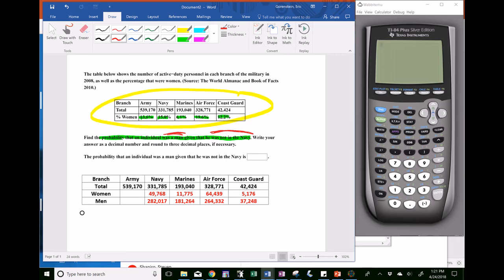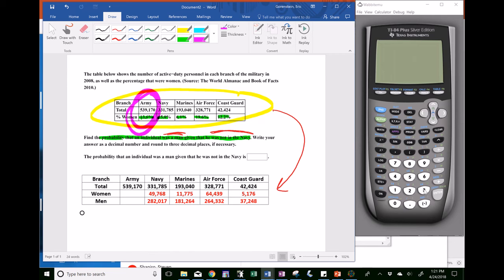We don't know how many women, we don't know how many men there are. So what I did was down here, I created a new table, and instead of percentages, let's put in the actual numbers. So I have 4 of them already filled in now, but I'll just show the calculations for just Army. So here, for Army, 539,170 total people. Of that, 13.6% are women.